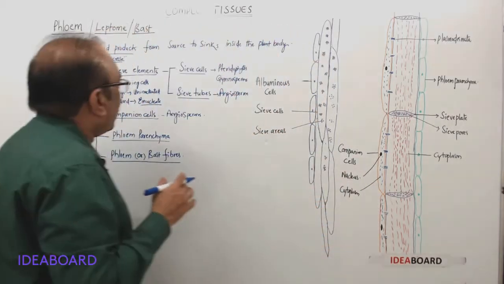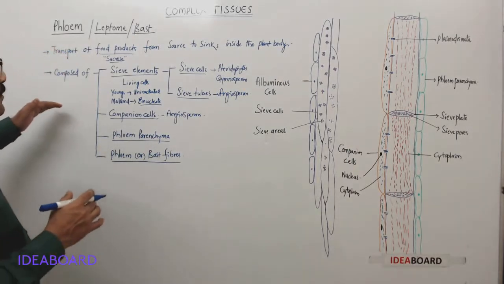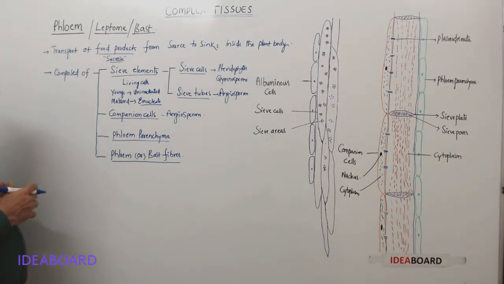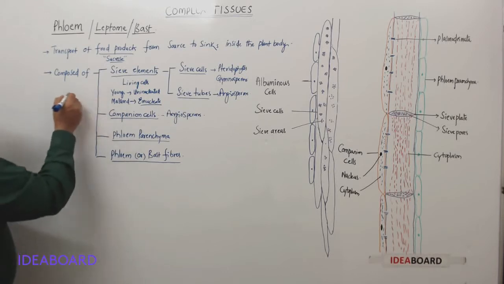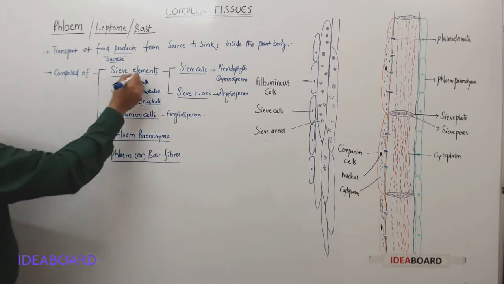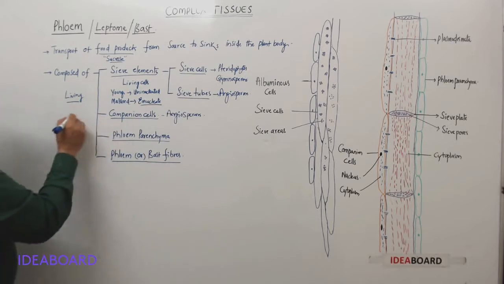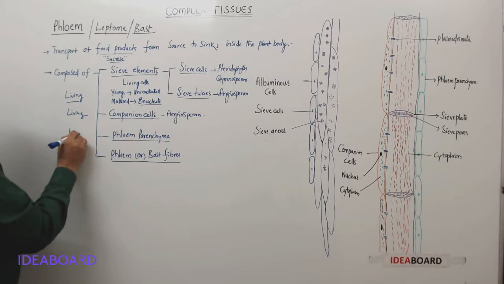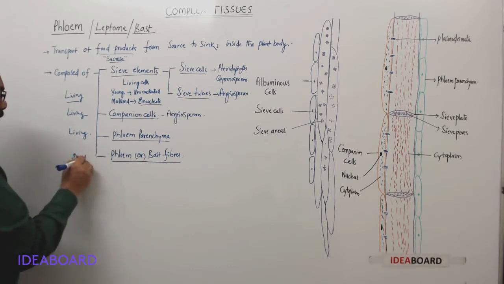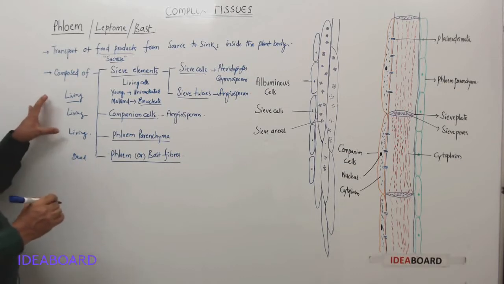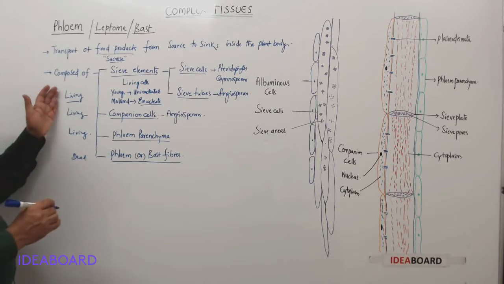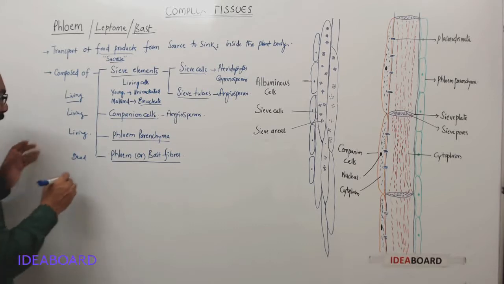But that means they will contain the cytoplasm as it is. So that's why they are living cells. The sieve elements are living. That means both sieve cells and sieve tubes are living. Companion cells are living. Phloem parenchyma is living. And phloem fibers are dead. So the majority of the cells associated with the phloem are living cells, and few of them are dead.